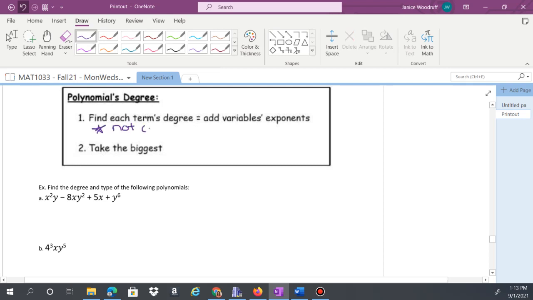Because remember, coefficients have an exponent of 0, so you don't need to add a 0. And then whichever one has the biggest exponent, that's the degree of the whole polynomial.